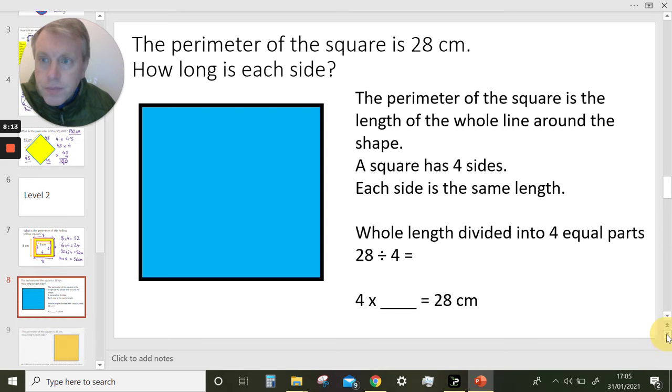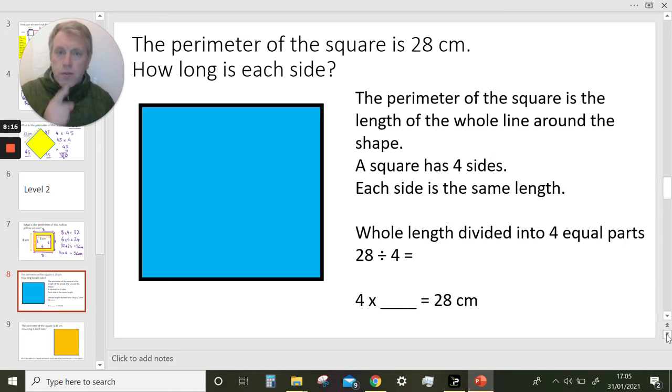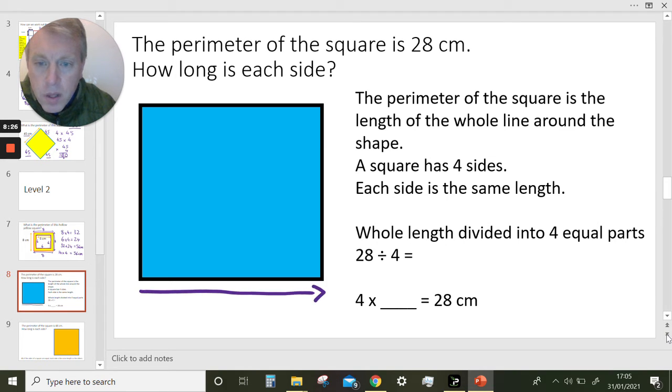Okay. The perimeter of the square is 28 centimetres. Now we want to know how long is each side. So now we know that the whole perimeter is 28. How long is one side?